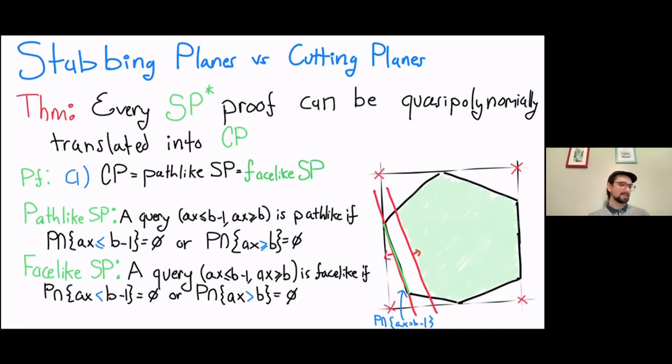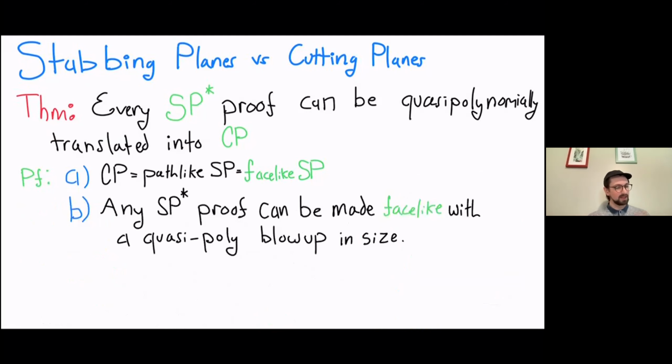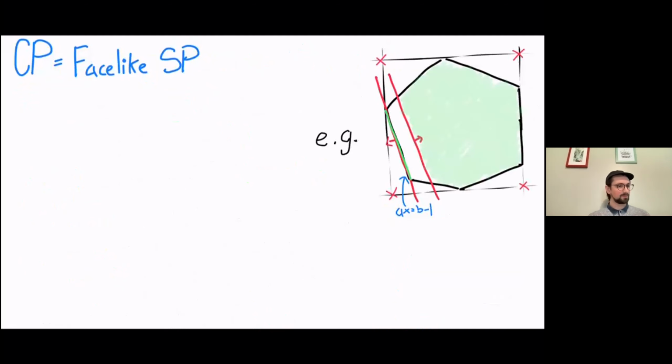That is, ax less than b minus 1 has to be empty, but ax equal to b minus 1 could be non-empty. That means that ax equal to b minus 1 is like a face of the polytope. And then second, we show that any stabbing planes star proof can be made face-like with a quasi-polynomial blow-up in the size. Okay, so how do you show that cutting planes is equal to this face-like stabbing planes proof?